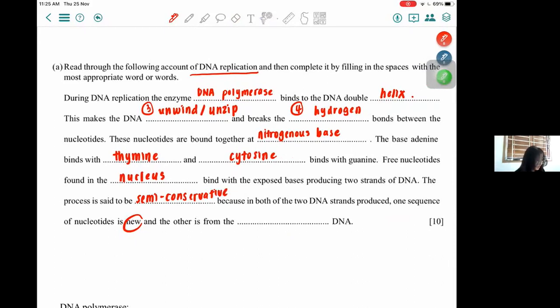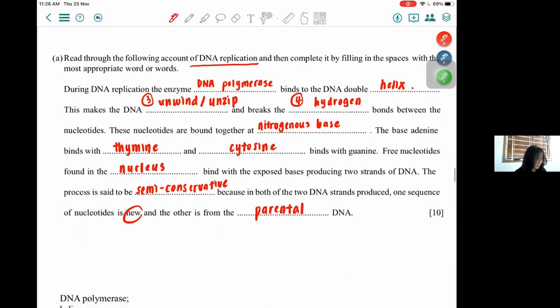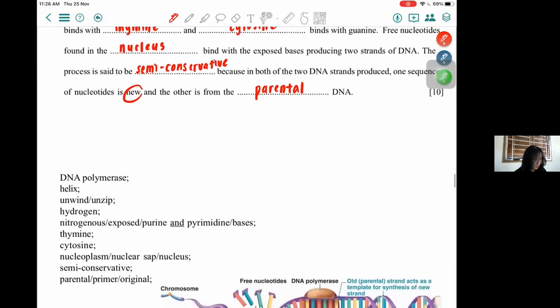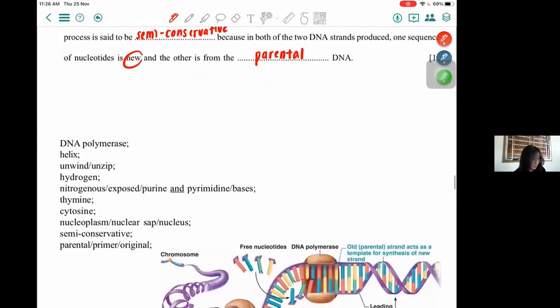Yeah, it's parent because in both of the 2 DNA strands produced, one sequence of nucleotides is new and the other is from the parental DNA, or you can say the original DNA. Yep, so this is the mark scheme here.